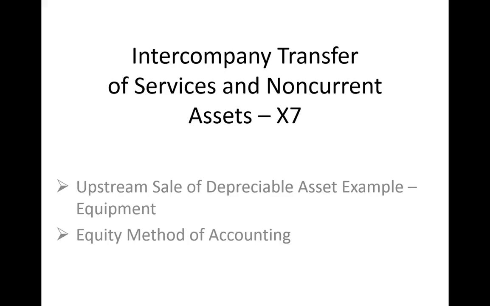Intercompany transfer of assets. In this learning objective, we're going to look at the upstream sale of depreciable equipment. We'll look at the equity method of accounting, and similar to the downstream transaction, we're going to start with X7. That is to facilitate the purchase of the equipment by the subsidiary in years prior and to depreciate it. But X7 will be basically our year 1, X8, year 2, and so forth and so on.